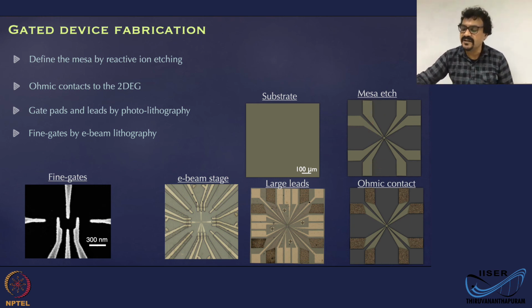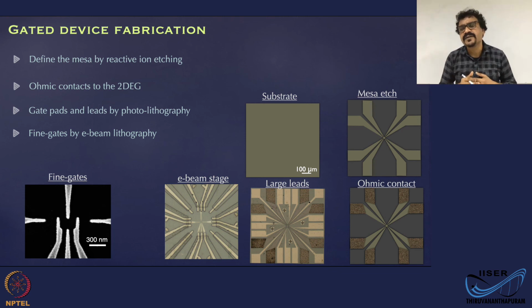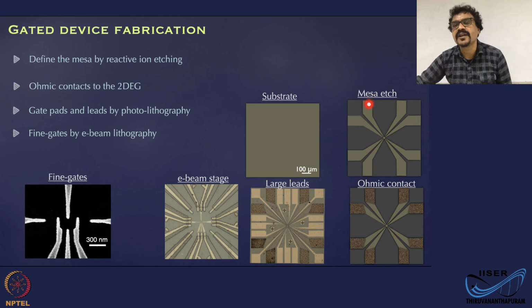Wherever you have the darker color, you don't have any two-dimensional electron gas. You have etched down the wafer a little bit. By this process, you have defined the path for electrons. The region here is the active region. The next process is to define ohmic contacts to this region, because you have to run currents and measure voltages. So you have to inject electrons. For that, you need ohmic contacts.